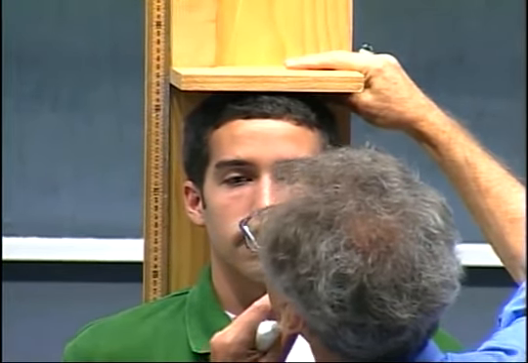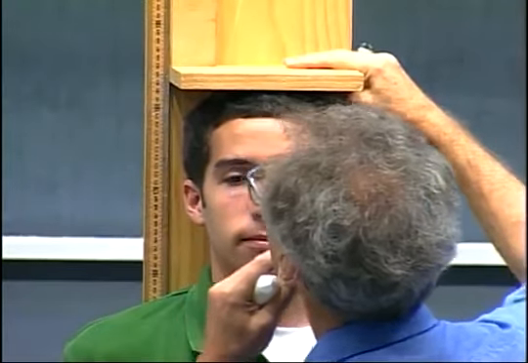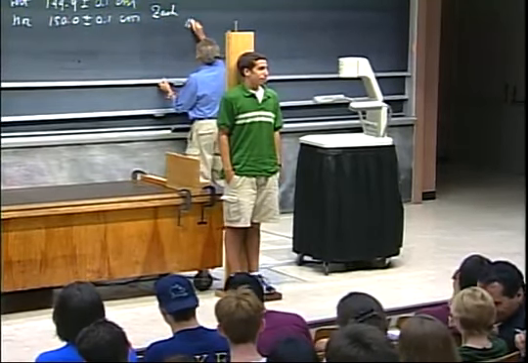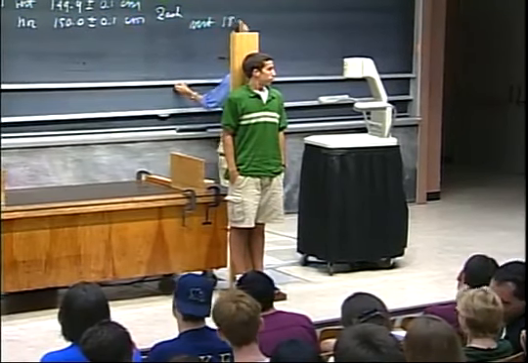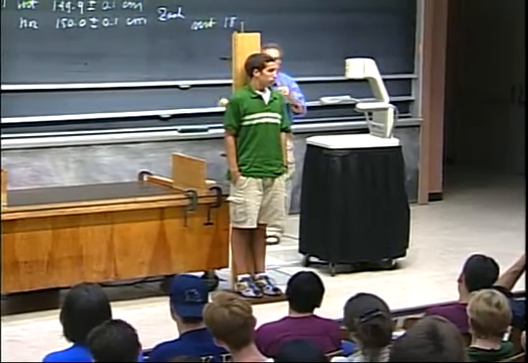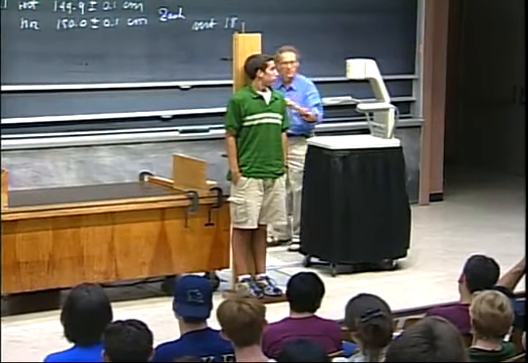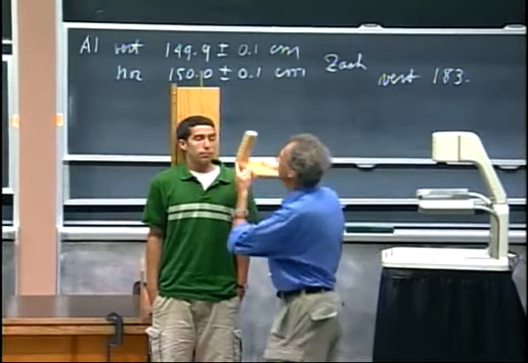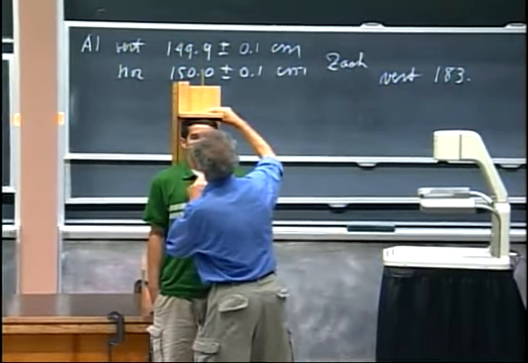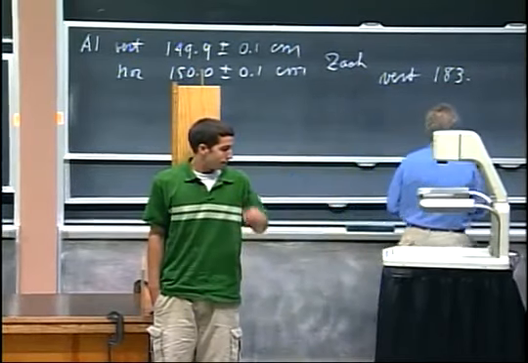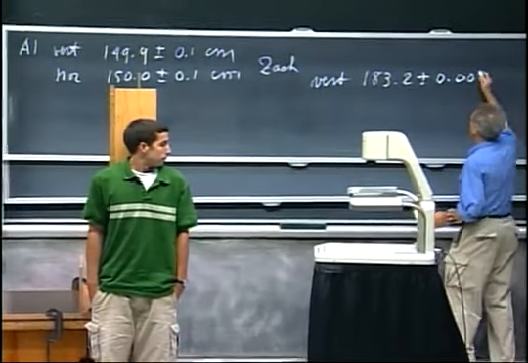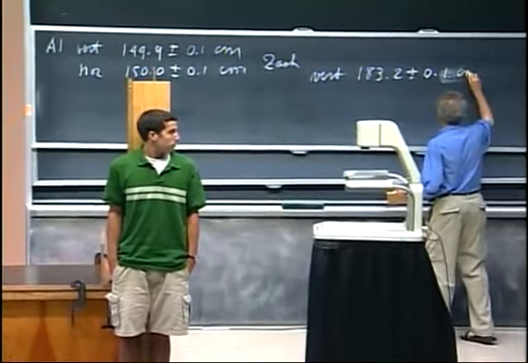Okay, 183.2. Stay there, don't move. This is vertical. What did I say, 180? Only one person. 3? Come on. 0.2, okay. 183.2, and an uncertainty of about 0.1 centimeters.